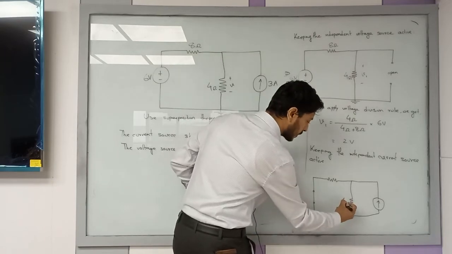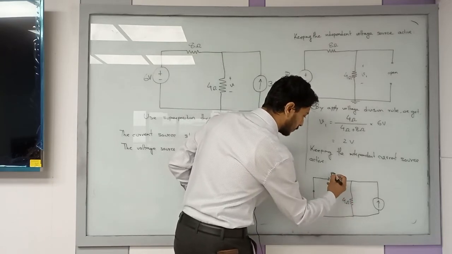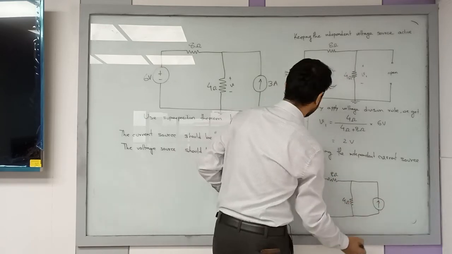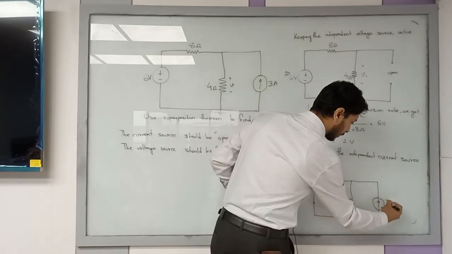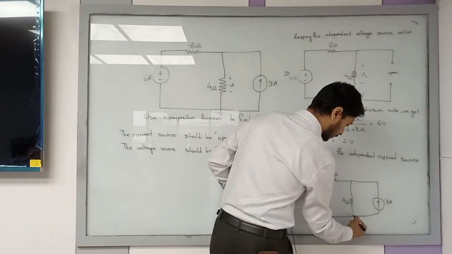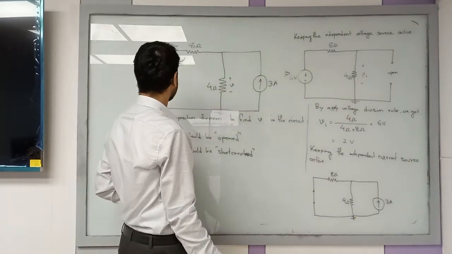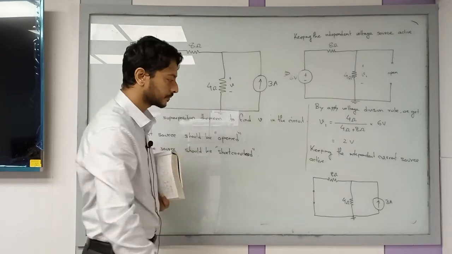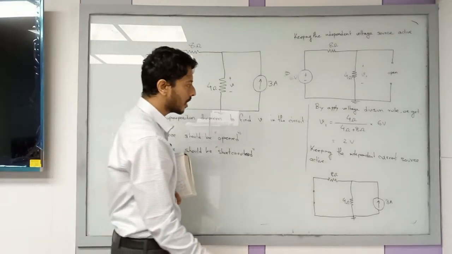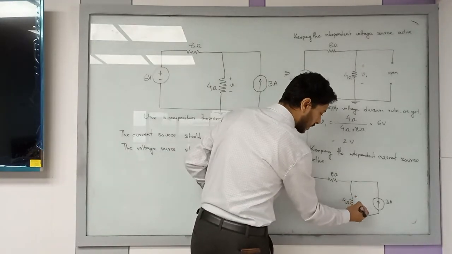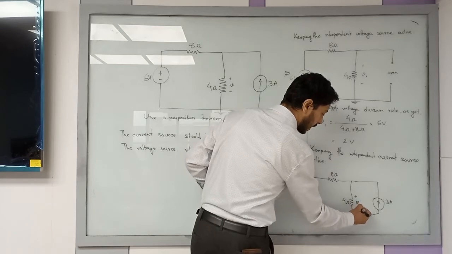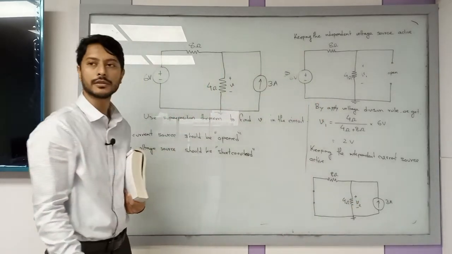Okay? This is 4 ohm. This is 8 ohm. This was 3 ampere. So you get a circuit like this. Now you have to find the voltage at this point again. Name it V2. You have to find V2.